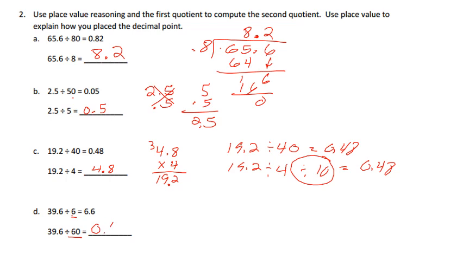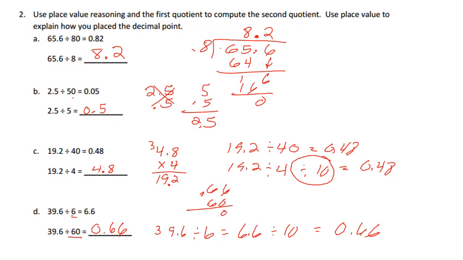So it'll be 0.66. Because 39.6 divided by 6 would equal 6.6, then I'm dividing by 10 also, which would end up being 0.66. Check it. Let's go ahead and do 0.66 times 60. 6 times 6 is 36. 6 times 6 is 36, plus 3 is 39. And I have two place values, 39.6, so it checks.